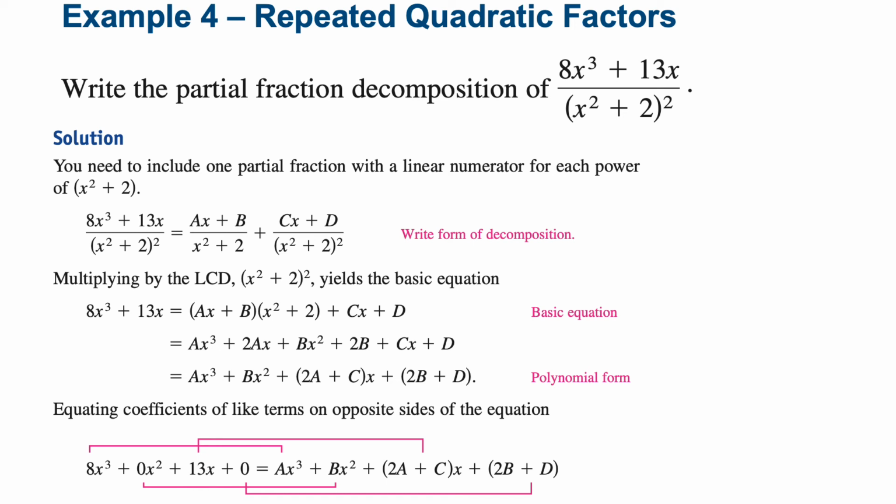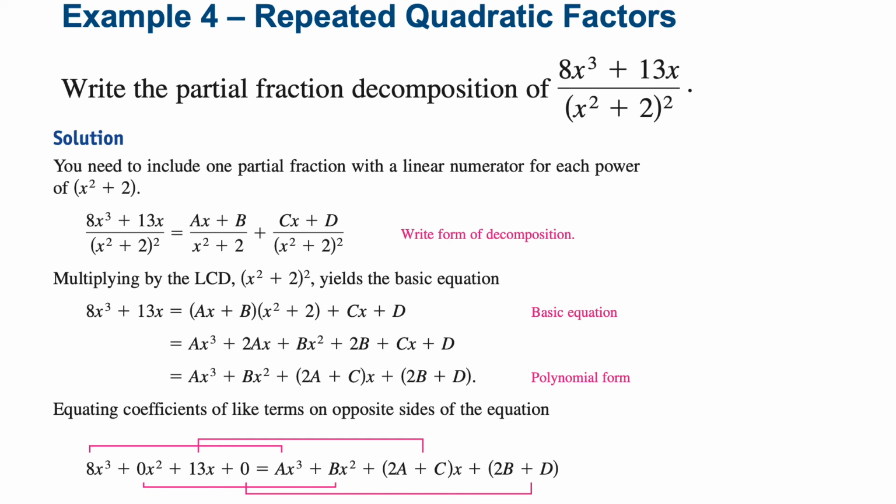It's similar to the linear ones, right? We have x squared plus 2 by itself once, and then of course the numerator is now going to be ax plus b because we have a quadratic denominator, and then plus x squared plus 2, quantity squared, over cx plus d. So that's the decomposition. Make sure it makes sense to you, okay?